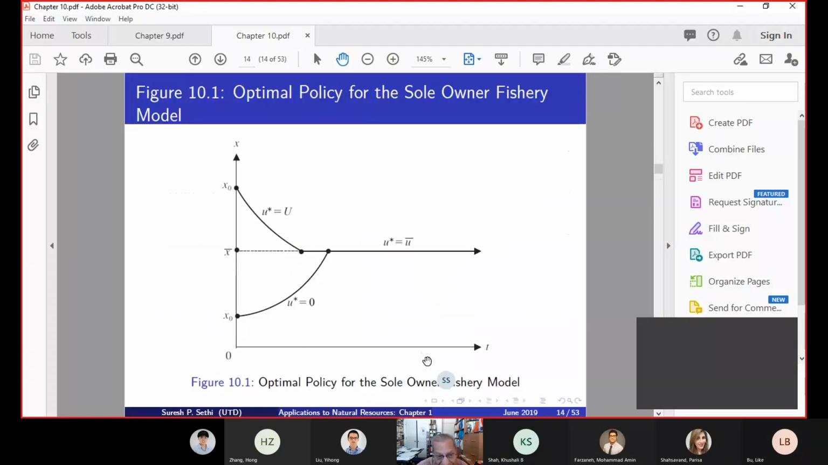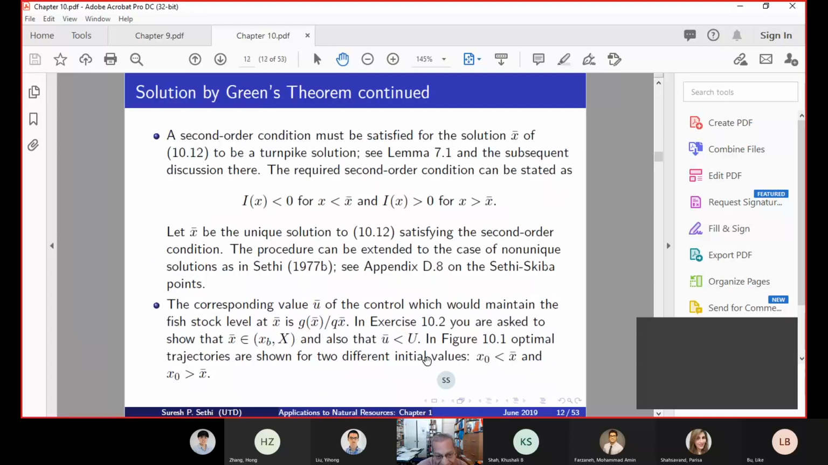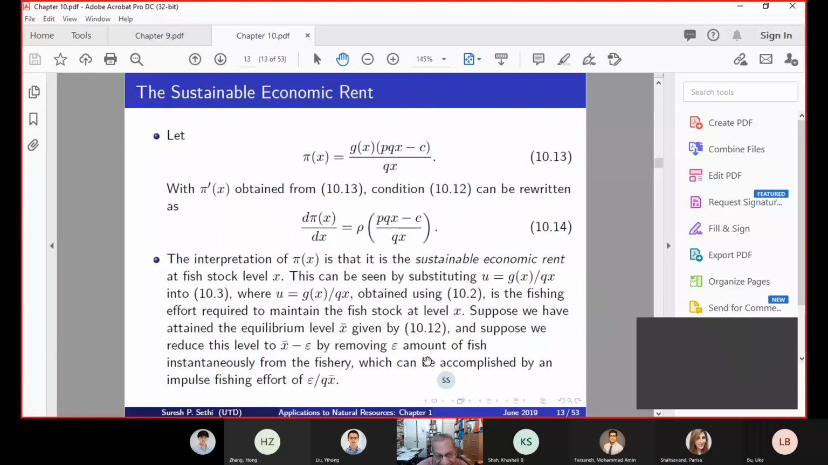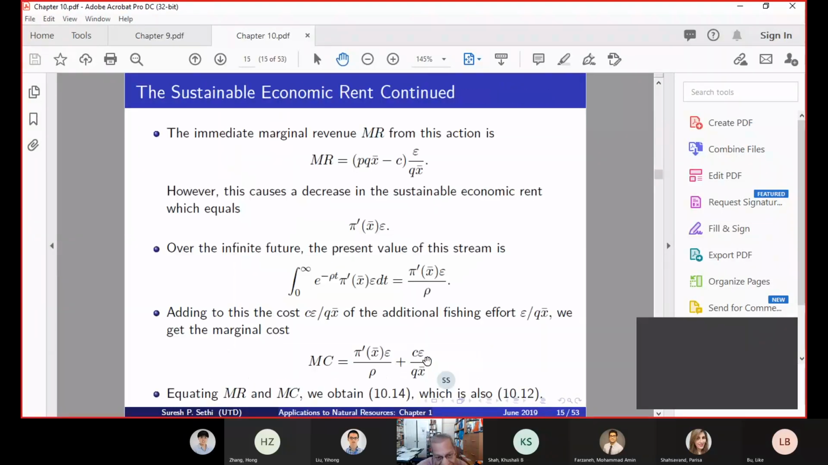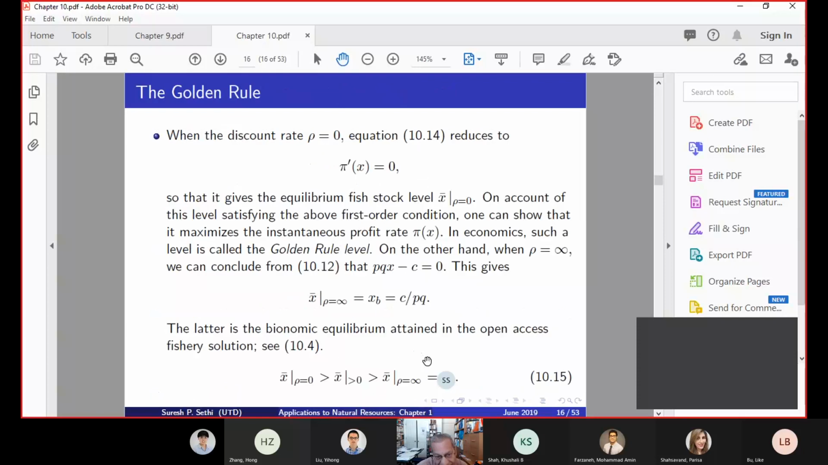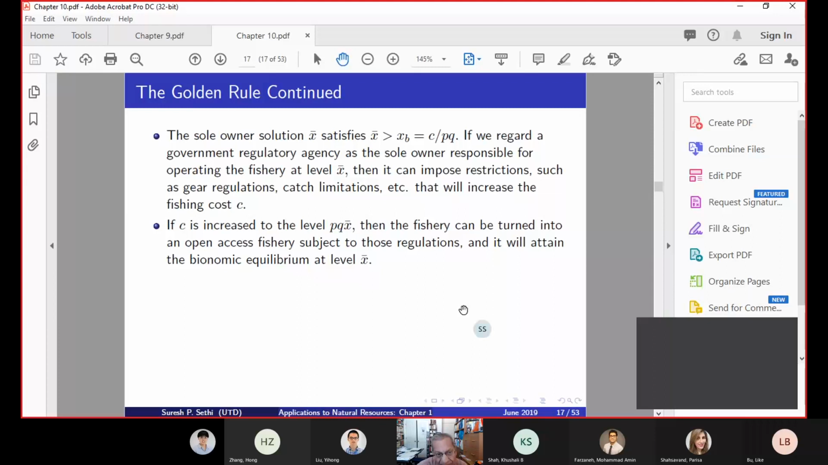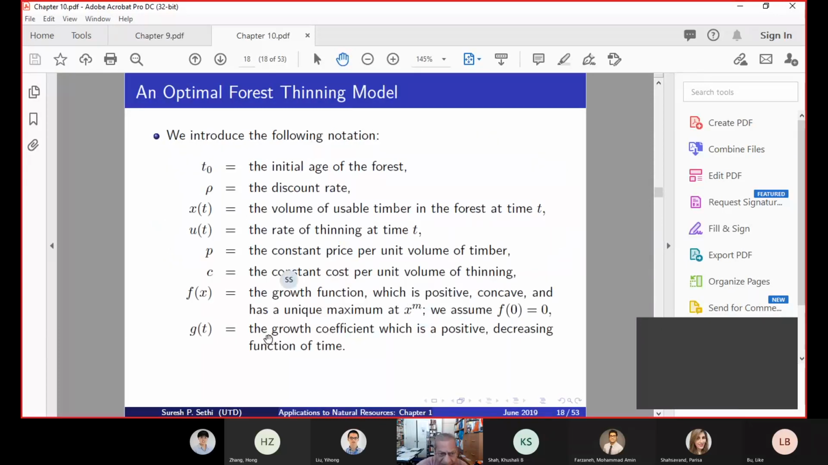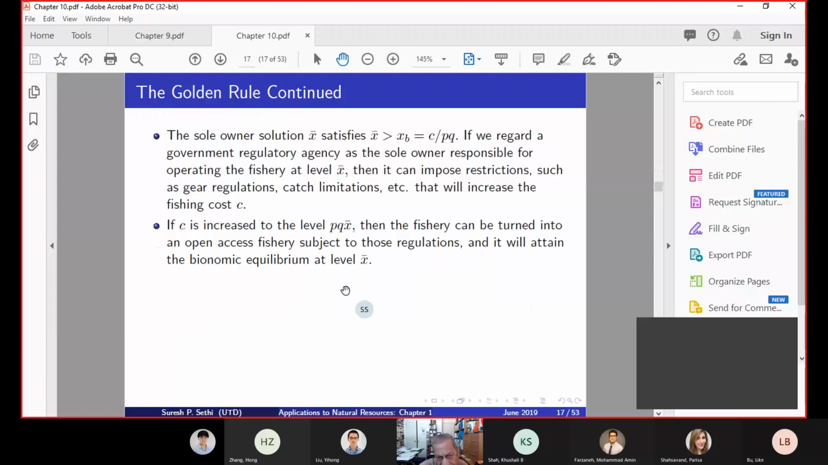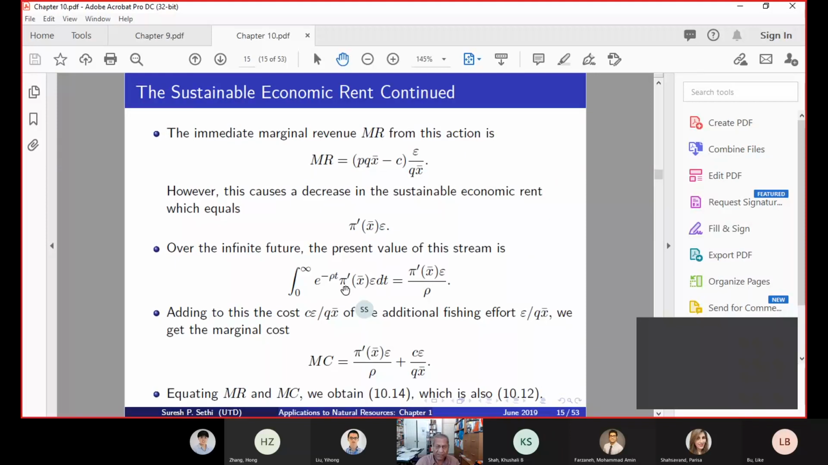Not two slides, one. So we start from here. We go here, then the picture, forget it. Then we go here, and then we go here. All the way up to here, we find out the marginal value, the marginal this thing, and then we also compare X bar and X_B. So that also gets into the golden rule. And then we get the forest thinning model. That's something that we will do next week.